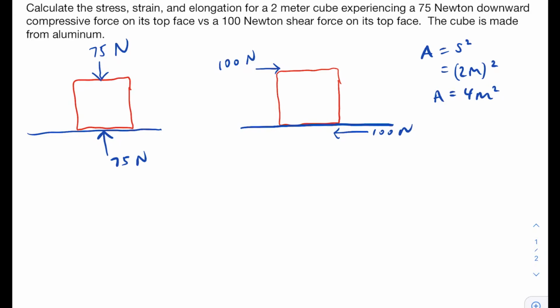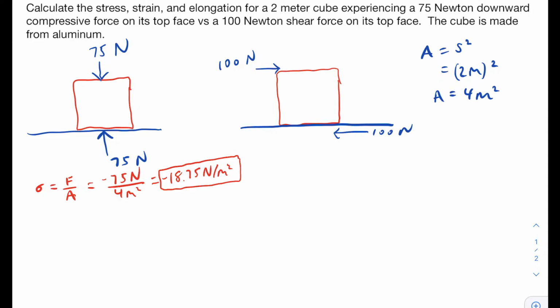And because we know that the formula for compressive stress is just the applied force divided by the cross-sectional area, we can plug in the corresponding values to find that the compressive stress is equal to negative 18.75 newtons per meter squared. Notice that because this is a compressive stress, our applied force needs to be negative.